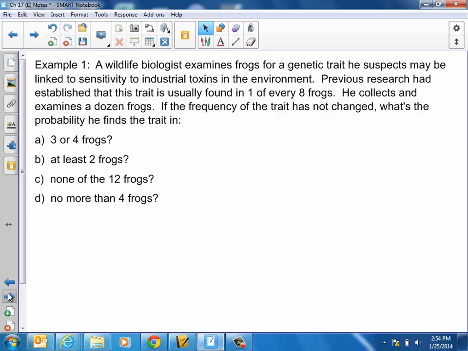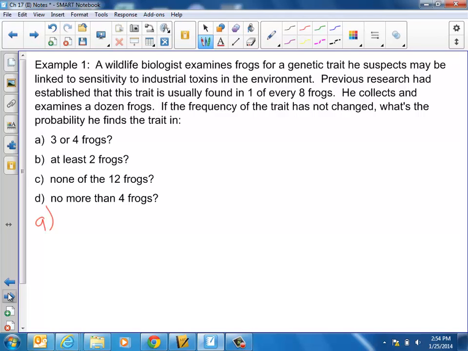A wildlife biologist examines frogs for a genetic trait he suspects may be linked to sensitivity to industrial toxins in the environment. Previous research had established that this trait is usually found in one of every 8 frogs. He collects and examines a dozen frogs. If the frequency of the trait has not changed, what's the probability he finds the trait in first 3 or 4 frogs? Okay, so part A, let's see here.